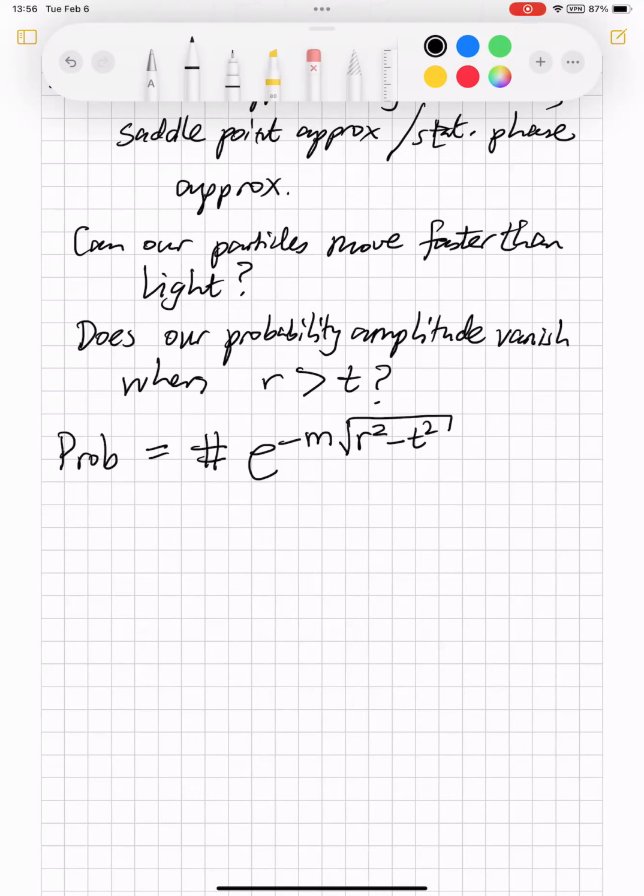So if r is bigger than t, this probability is not 0. If you make r very much greater than t, it goes to 0 exponentially fast, but the probability is not 0. And that means our particles really can travel faster than light, and we found a problem with our theory.